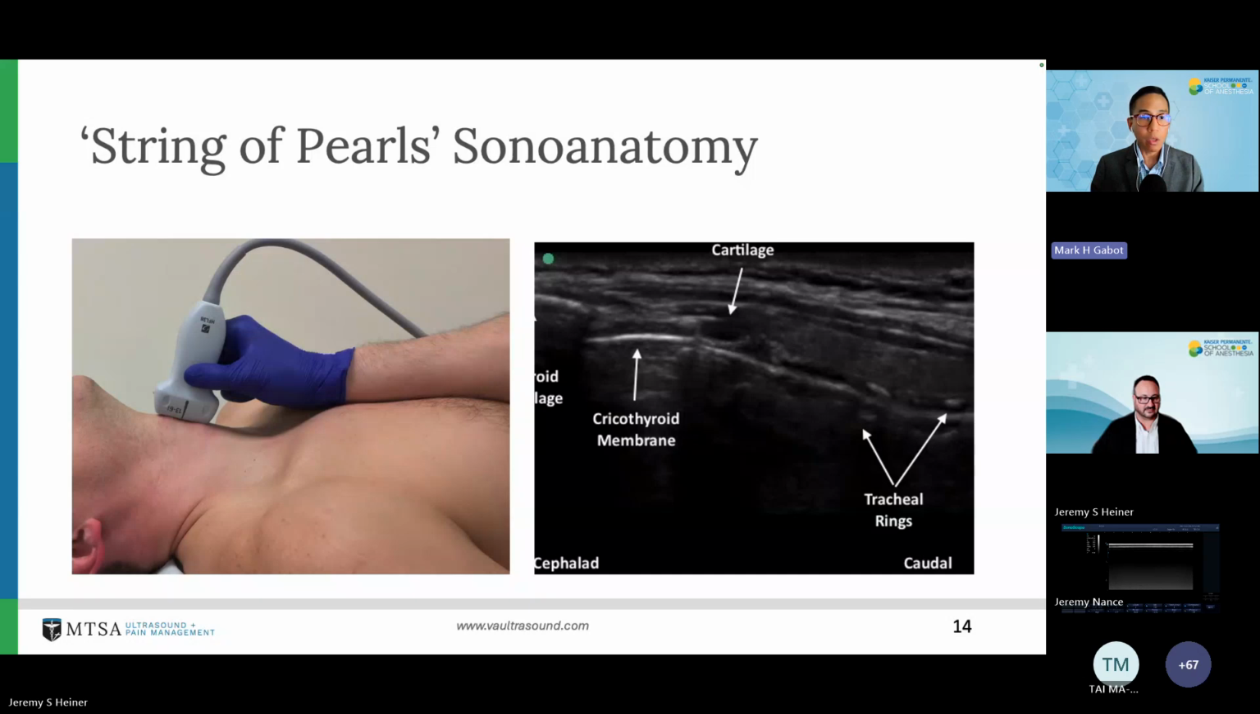And when we use these two techniques, i.e. the Taka technique as well as the string of pearls technique, we're able to establish, again, the upper border as well as the lower border of the CTM. And we can accurately and confidently know where we need to access the patient in an emergency situation. With that being said, that emergency situation involves cricothyrotomy, and I'll hand the mic over to Jeremy for that portion.